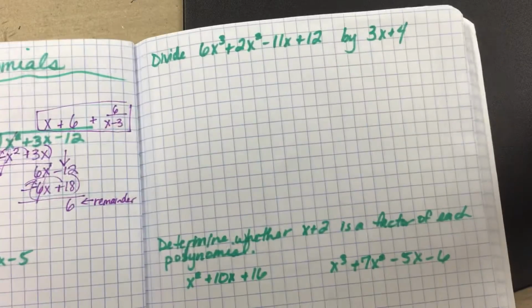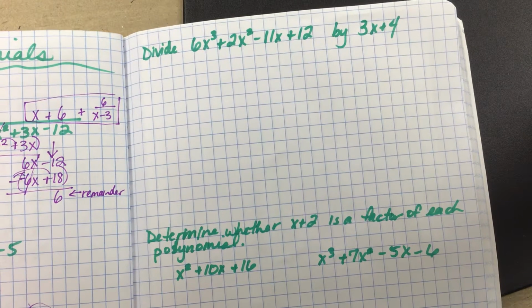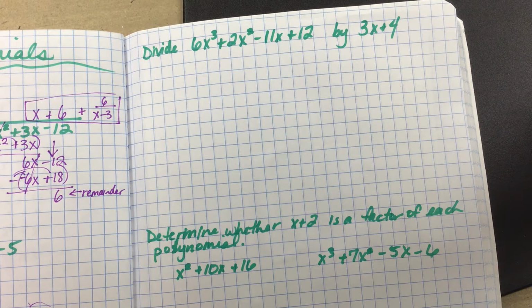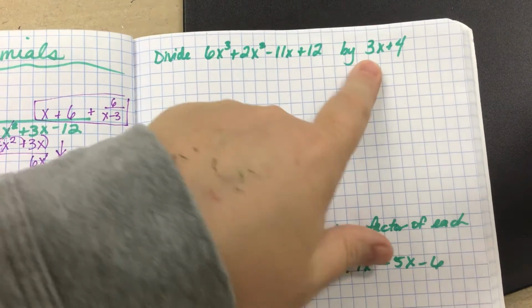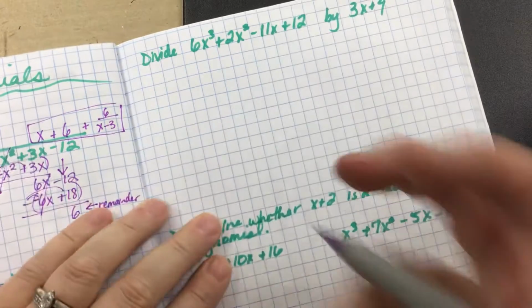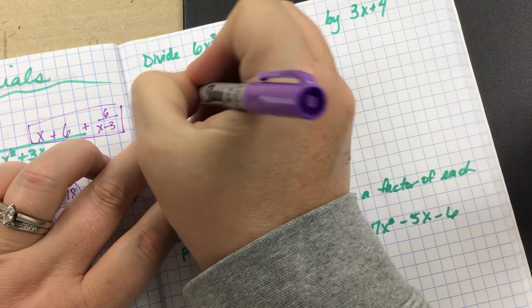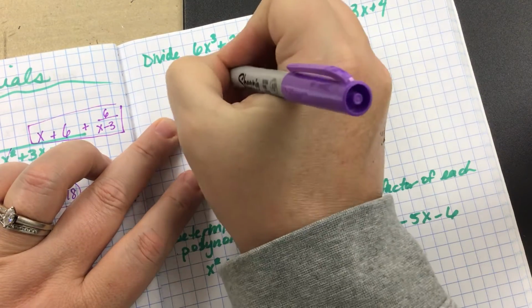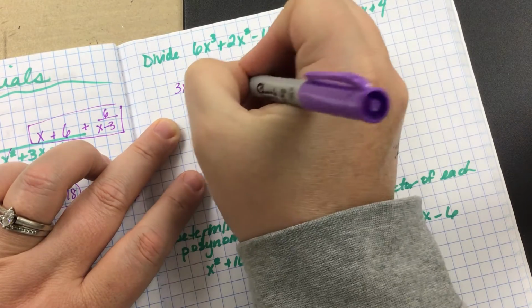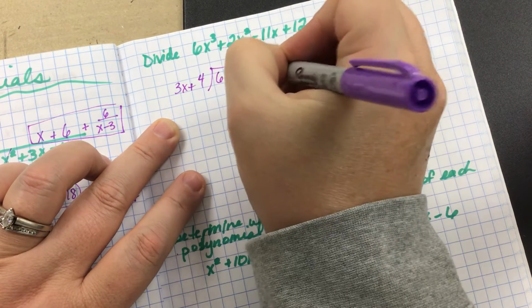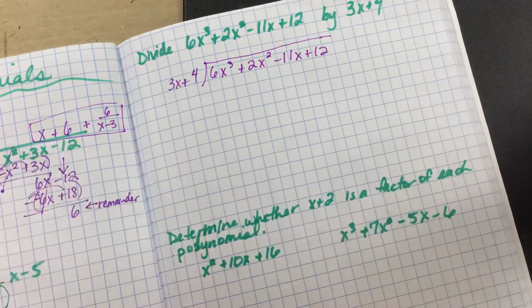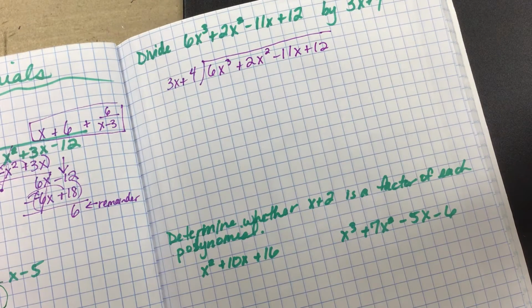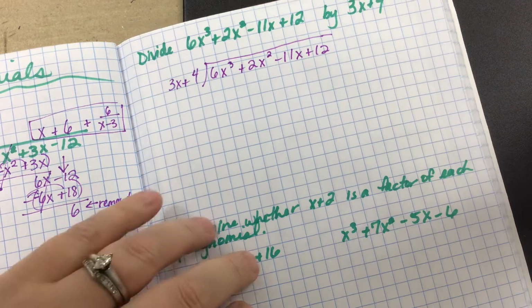Okay, let's do another one. I am going to divide 6x cubed plus 2x squared minus 11x plus 12 by 3x plus 4. The reason I picked this one is because it actually has a lead coefficient other than 1. So again, we're going to take 3x plus 4 and divide it into 6x cubed plus 2x squared minus 11x plus 12. Notice I did not have to put in any placeholders on this one because it didn't skip over any terms.